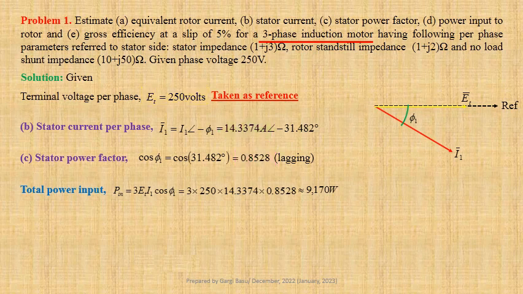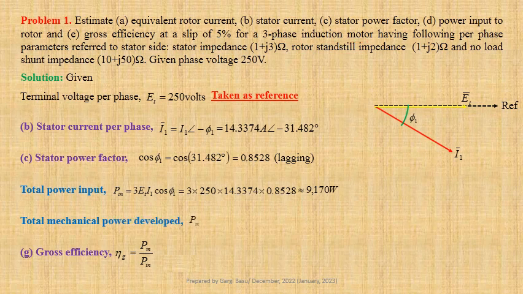9170 watts. Let us now determine gross efficiency of the motor. Eta G equals Pm divided by Pin. We have computed total mechanical power developed Pm equals 7645 watts. Therefore, eta G equals 7645 divided by 9170, that is equal to 0.8337 per unit or 83.37%.